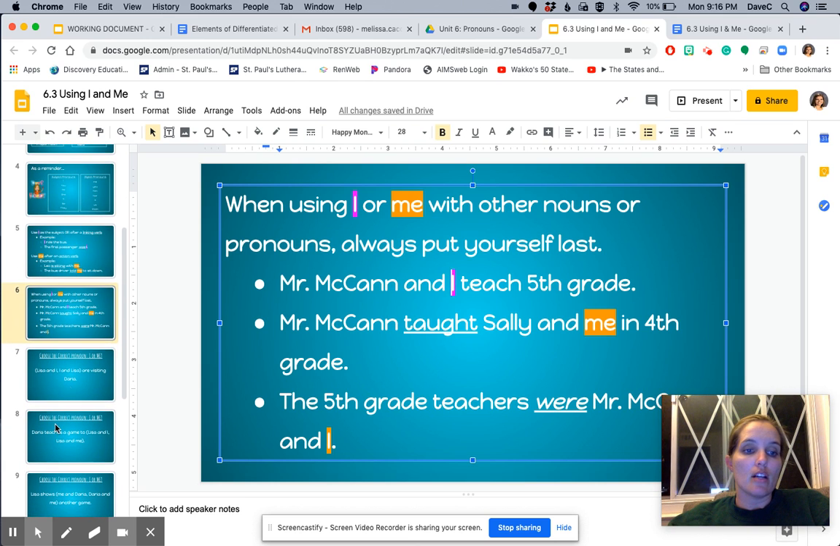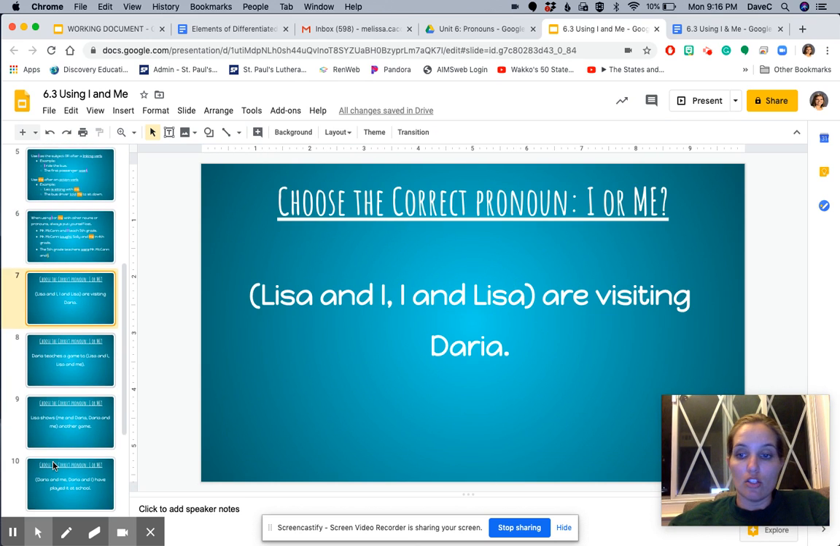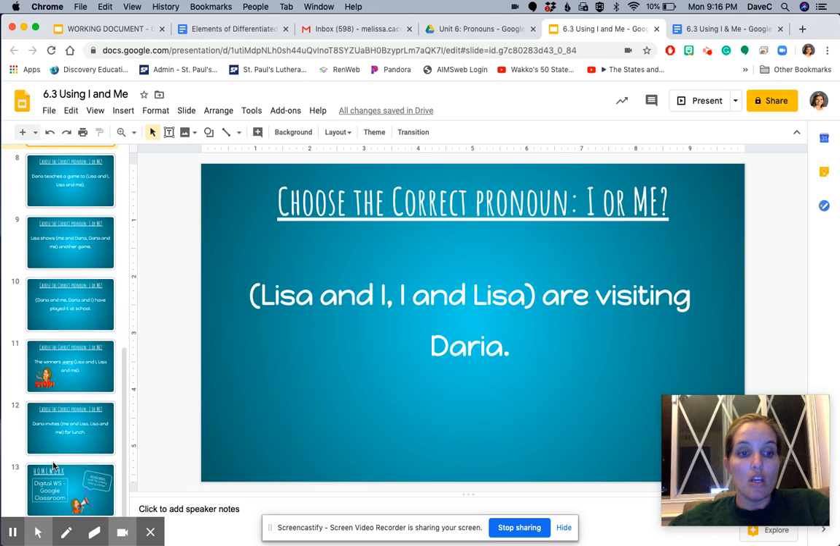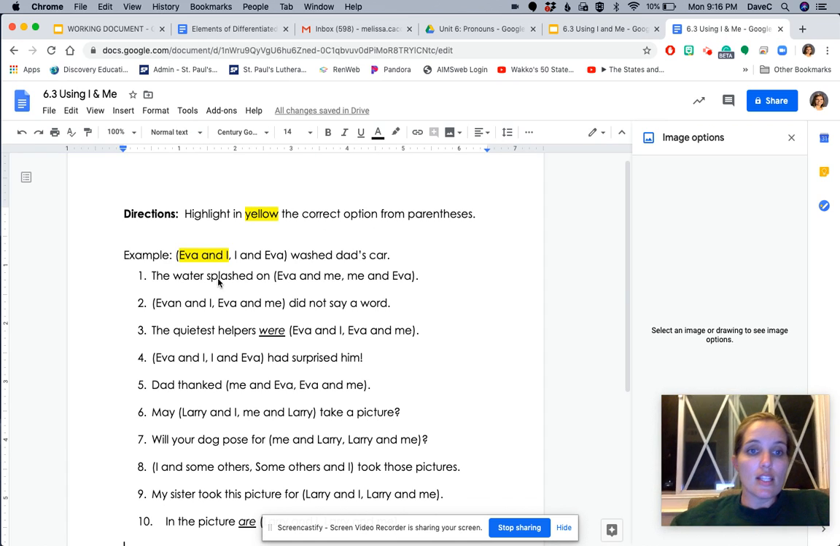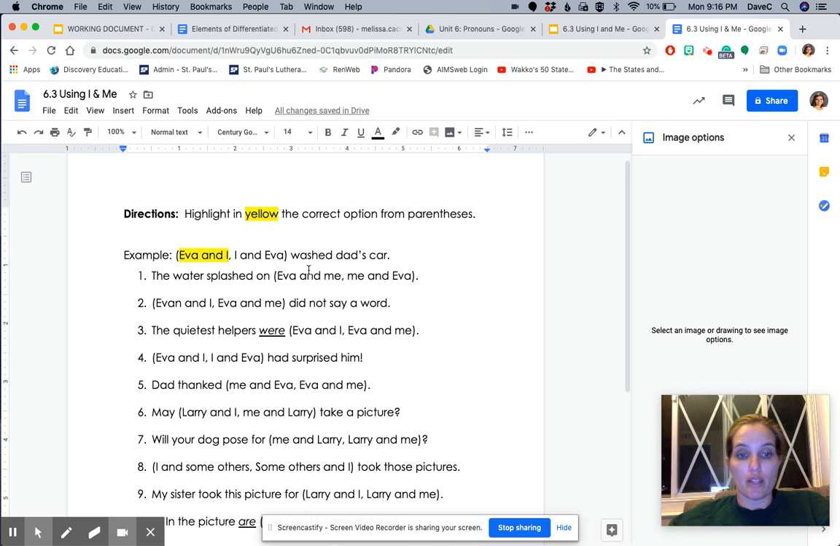Now, here are some to do to review. Your work is going to be a digital worksheet on Google Classroom that will be posted with this. It looks like this. It says highlight in yellow the correct option from parentheses. So I did an example here. Eva and I, or I and Eva, washed Dad's car. Now I highlighted Eva and I because this is the correct way. You always put yourself, I, second or last in the pairing.